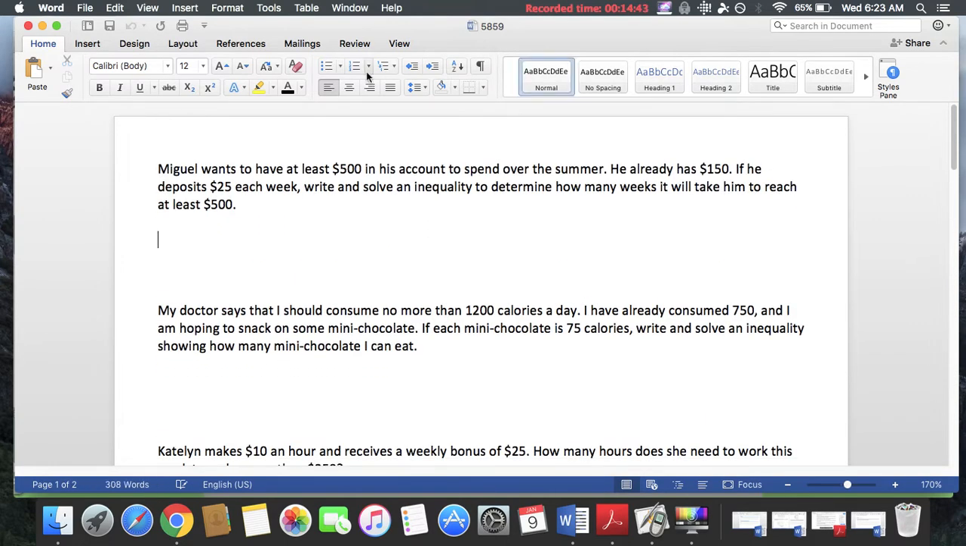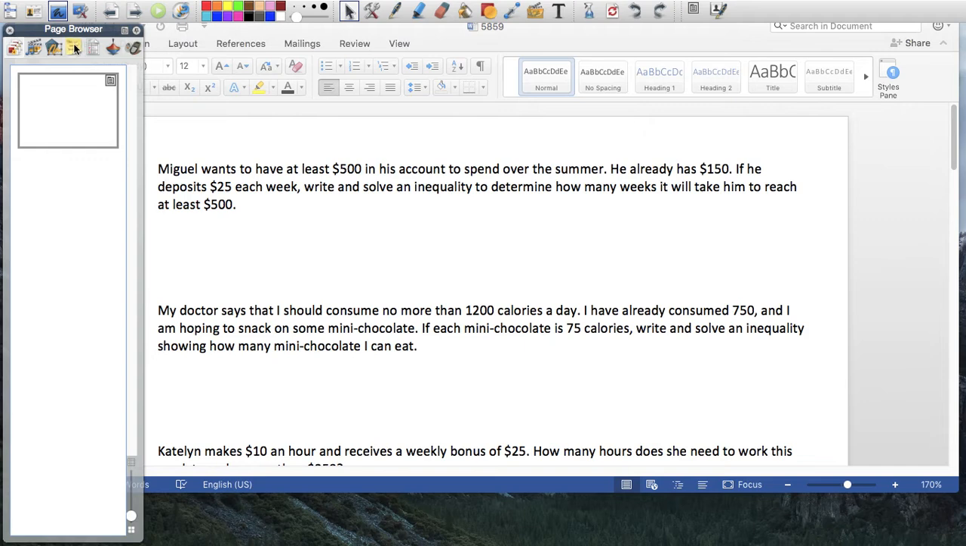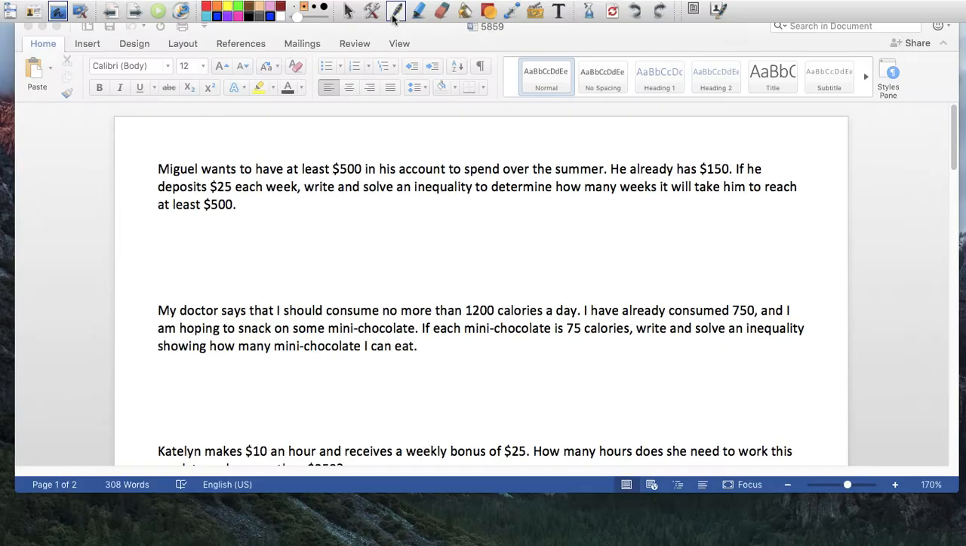So Miguel wants to have at least 500 in his account. Let me just go back here. I need my pen. Right, so you have to have at least 500. That tells me what my inequality is going to be. He already has 150. There's our constant. And he deposits 25 each week. So there is another relationship that we need to know. At least means he wants to have at least 500, so it has to be greater than 500 or equal to 500.